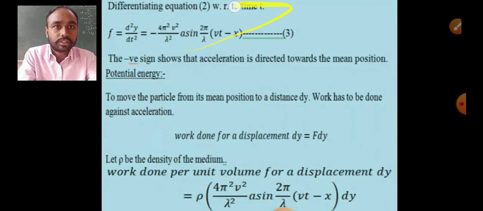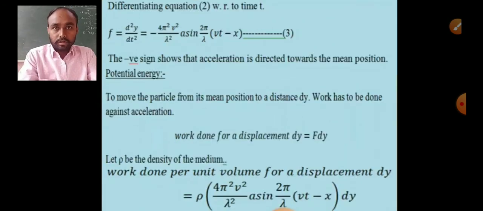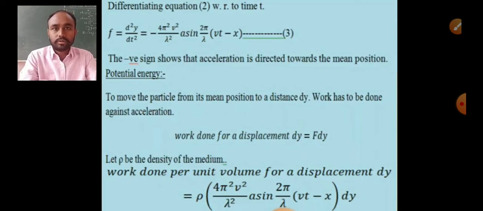Look at this equation number 3. Why 4? Because 2 pi v by lambda was already there, and one more time it comes from the inner derivative by the chain rule, and it will be minus 4 pi square v square by lambda square a sin 2 pi by lambda (vt minus x). That is equation number 3, and it gives you the acceleration of a particle performing simple harmonic motion, right?